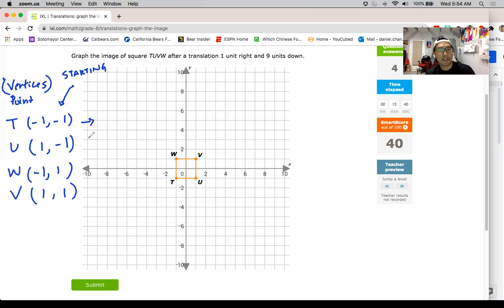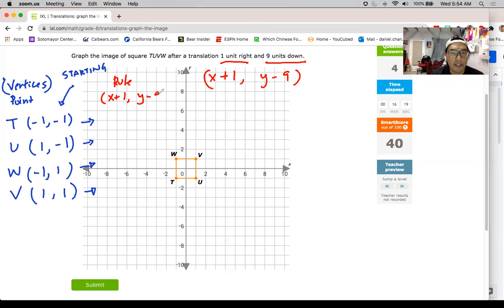Now I'm going to do a set of coordinates for each of these after I've done my translation 1 unit to the right and 9 units down. So I'm going to write in here, in red, 1 unit to the right and 9 units down. So I'm going to go +1 to the X, and I'm going to go -9 to the Y. That's the algebraic rule that I'm going to apply to each of these coordinates. And I'm going to write the rule right up above so I can remind myself what I'm going to do to every single coordinate.